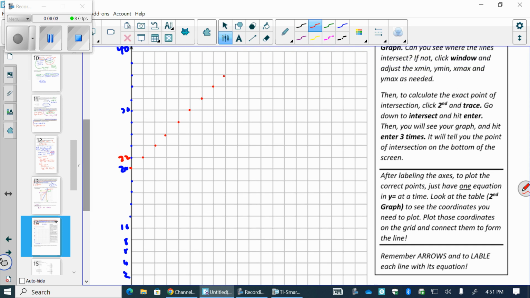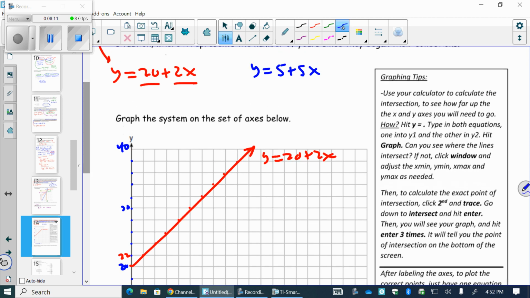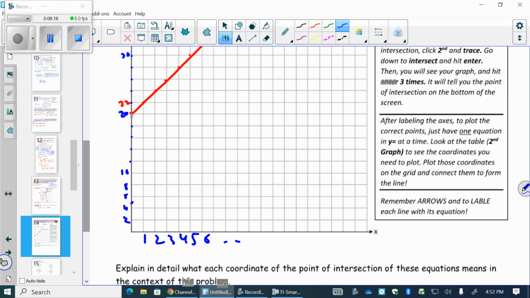Perfect diagonal. There it is. It's y equals 20 plus 2x. The other line starts at 5 and goes up 5 each time. X goes up by 1. So 5 is down here.